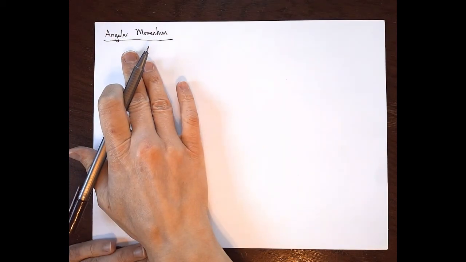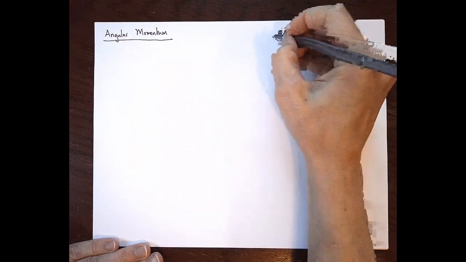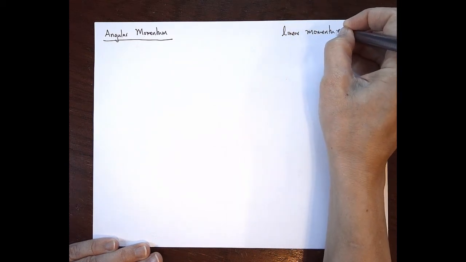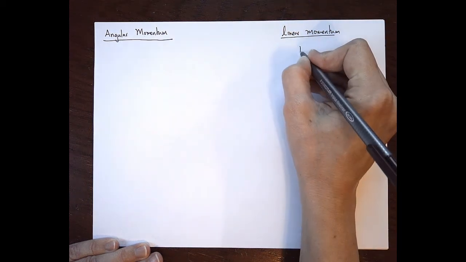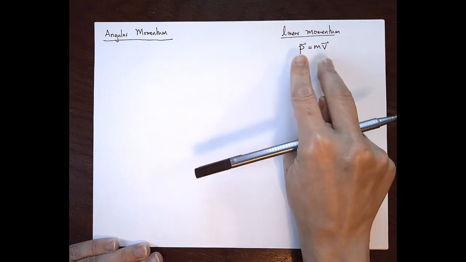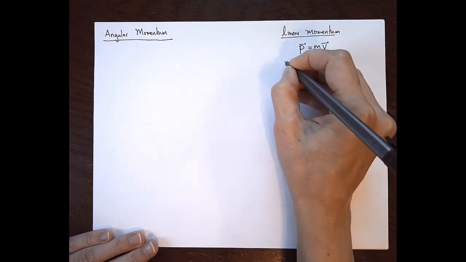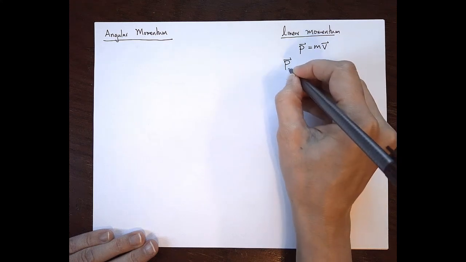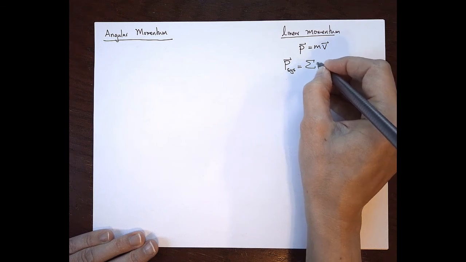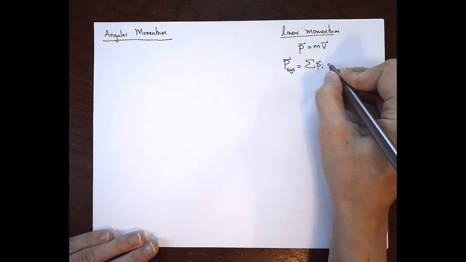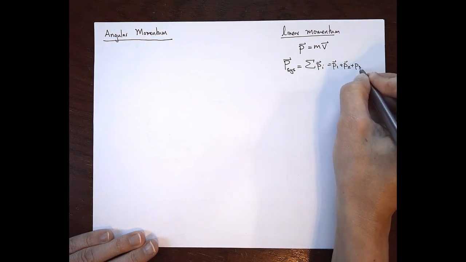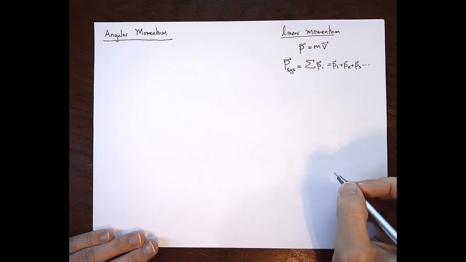So before we talk about angular momentum, I want to remind you of a couple of things about linear momentum. Recall linear momentum, we used p for the symbol. It was equal to the mass times the velocity. It's a vector. If you have a whole bunch of objects in a system, you can find the momentum of the system by adding up as vectors the momentum of each object in the system. So the momentum of the first object plus the momentum of the second object plus the momentum of the third object, so forth and so on.